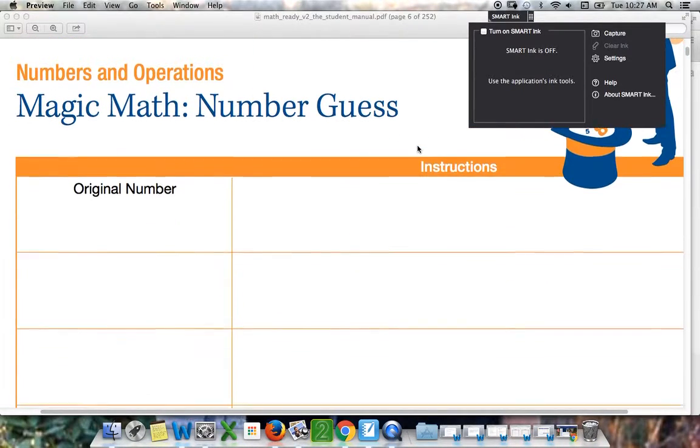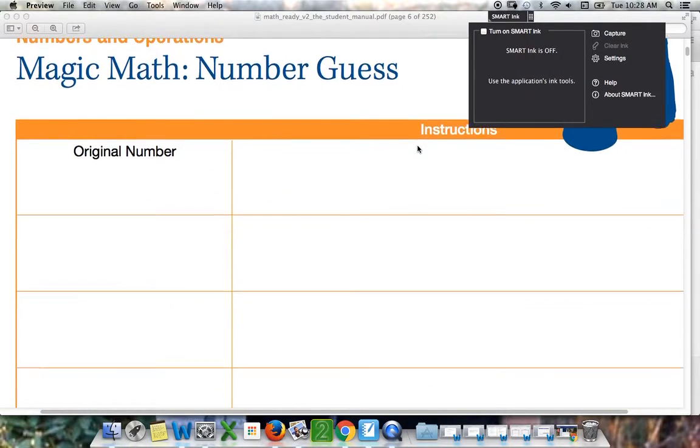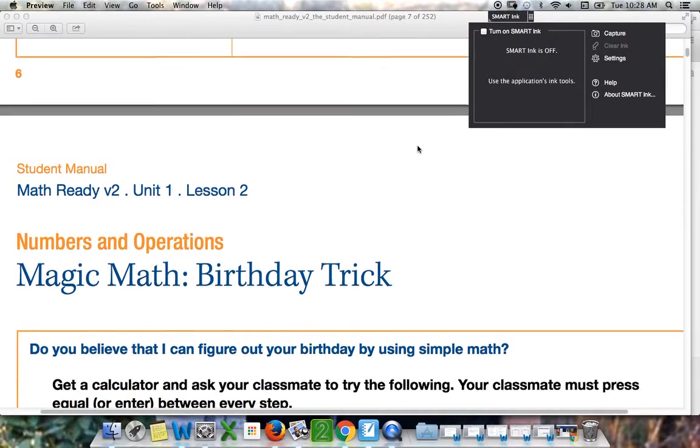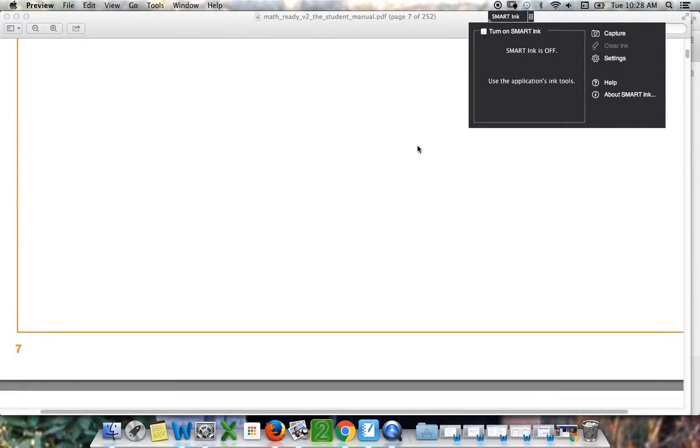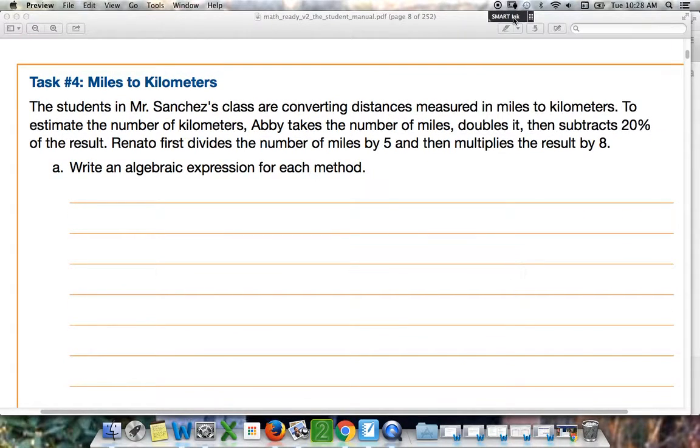All right, lesson 2. You will not have magic math. We will not do questions like this. But you will have something like task number 4. If you read this, pause the video and read it. You are trying to find algebraic expressions for Abby and Renato.